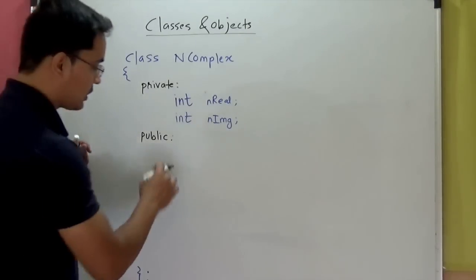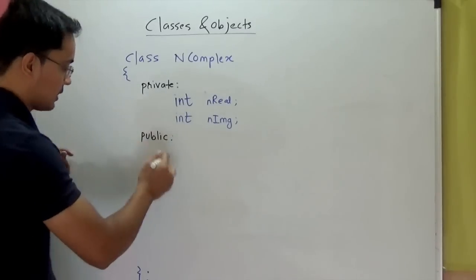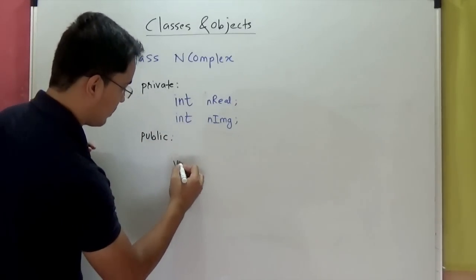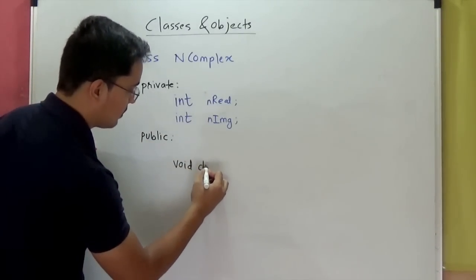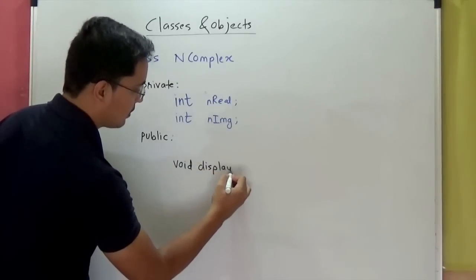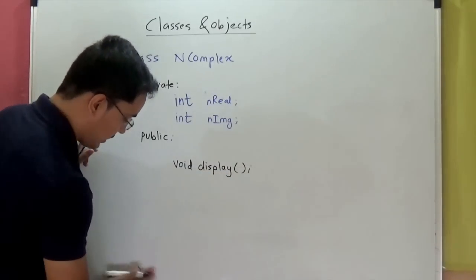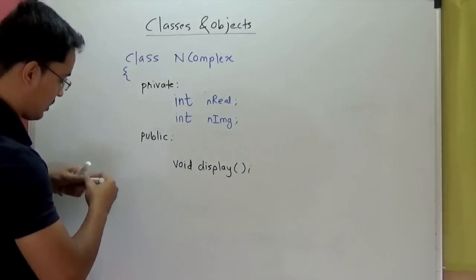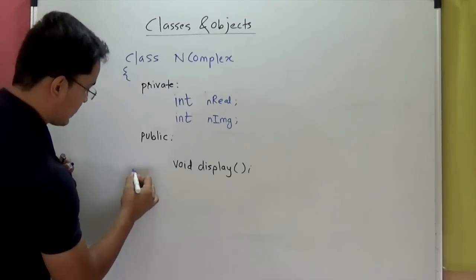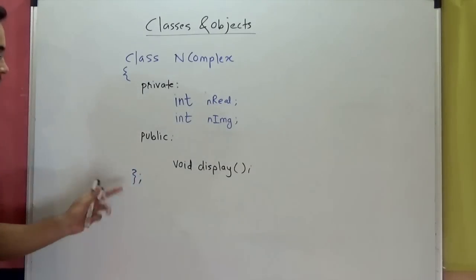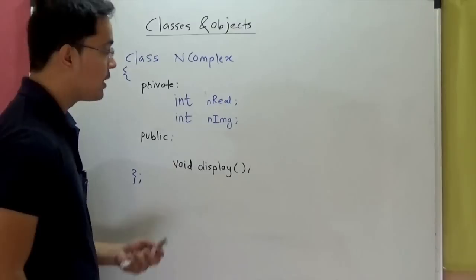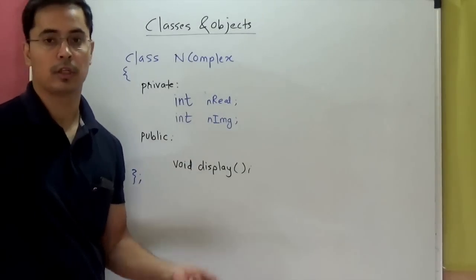In that case, you just have to declare the member function here. So I'll say public void display, right? You must declare it here, right? This is where your class ends, right? And now you can define it outside by using the class name and scope resolution operator.